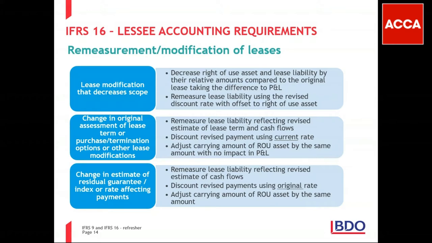Other than these lease modifications, if there is a change in the estimate of residual guarantee or index or rate that is affecting the contractual payments, for this kind of modification, we have to again remeasure the lease liability reflecting the revised estimate of cash flow, but we don't have to re-estimate the incremental borrowing rate. So we can use the original IBR to calculate the revised lease liability and take the offset of the reduction in lease liability to the right of use asset, again with no impact in the profit and loss.